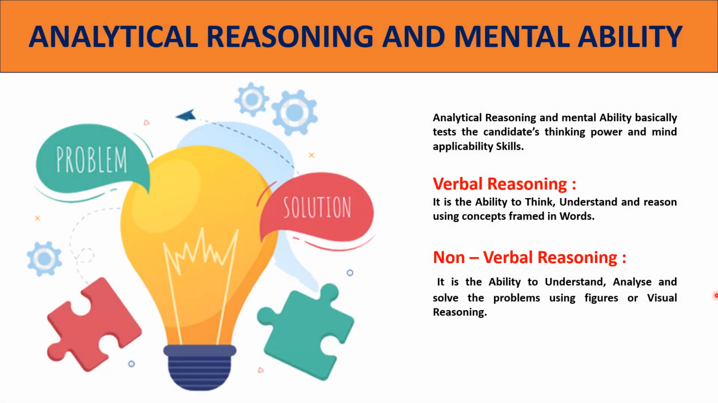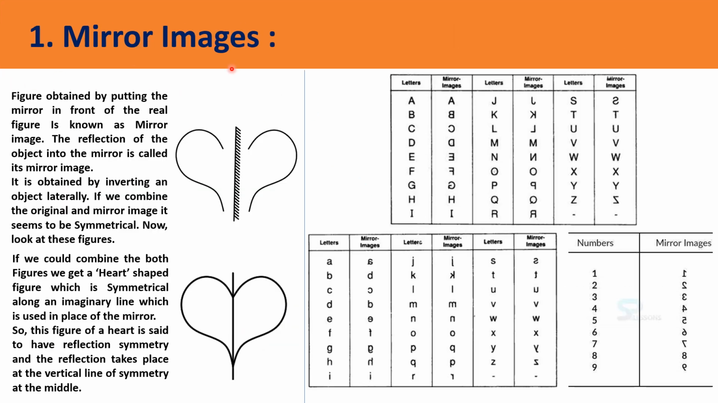Let us start with part 2 of analytical reasoning. We are going to be continuing the topics. Okay, so let us start with the first topic, which is mirror image. The figure obtained by putting a mirror in front of any real figure is known as a mirror figure. The reflection of an object in the mirror is called a mirror image, and it is obtained by inverting any shape in the mirror, and if we combine both of them, it looks symmetrical.